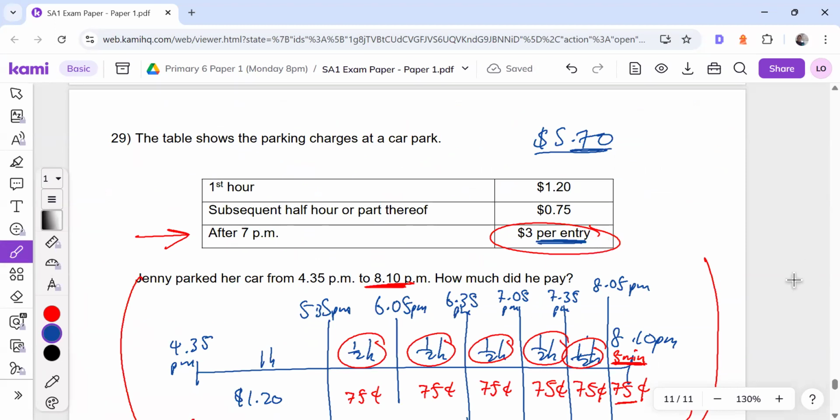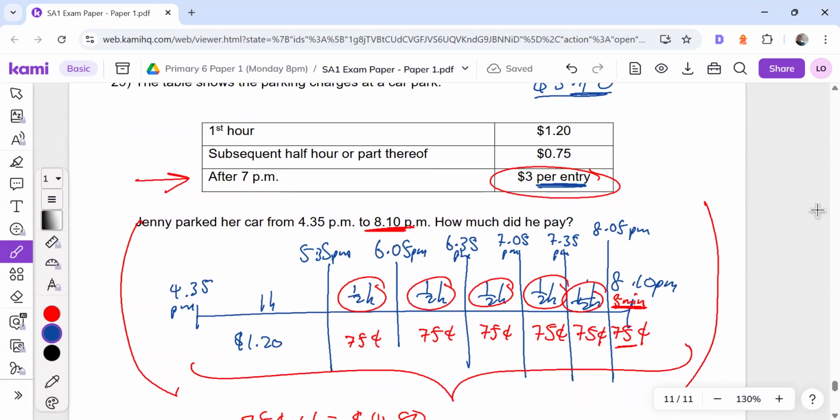No, because starting from 7, I thought they take off the 75 cents already, then they replace it with the $3. Why would they add $3 and the other 75 cents also?